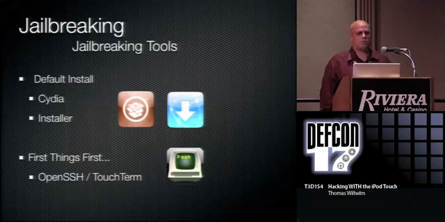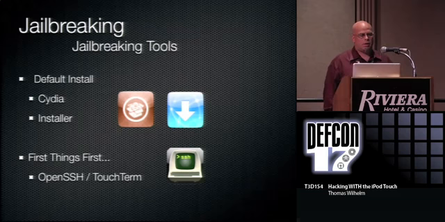What gets installed originally when you do the jailbreak? There's Cydia, and there's also another program called Installer. And the first thing that you'll want to drop on there is OpenSSH, in order to be able to communicate directly with the operating system.